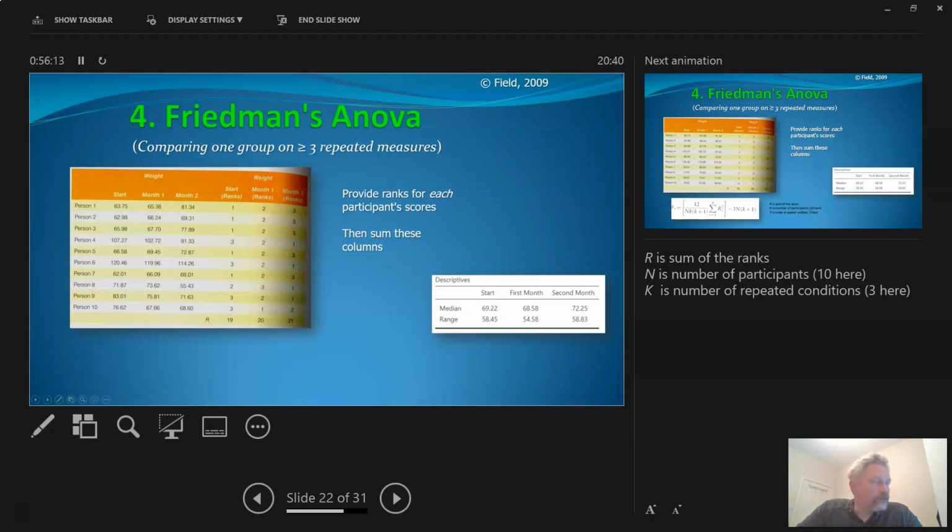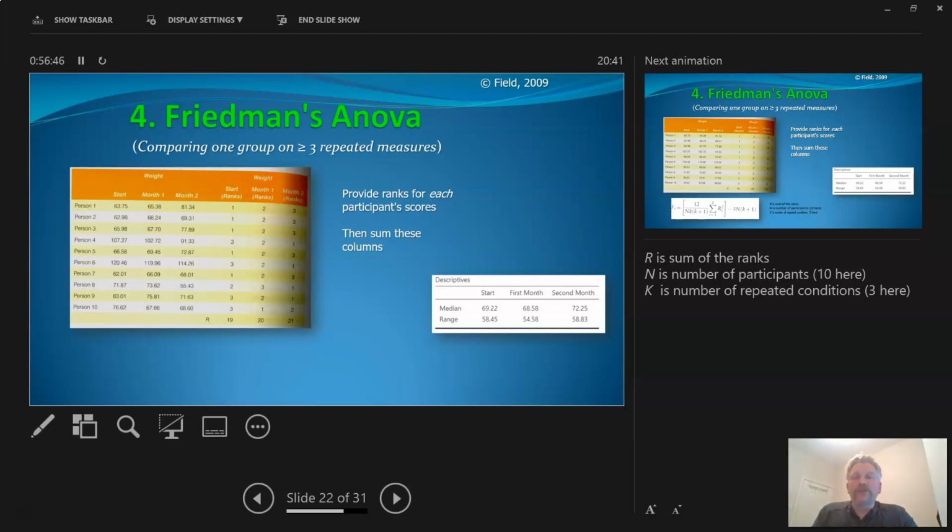And again, just to illustrate what's going on, we could report something like the median and range values. You would find here that weight seems to dip from the onset to the first month on the diet, but then people's weight seems to spring back up, and in the second month people weigh more than they did at the start of the study, which is quite a common finding. I'm sure many of you have experienced that.